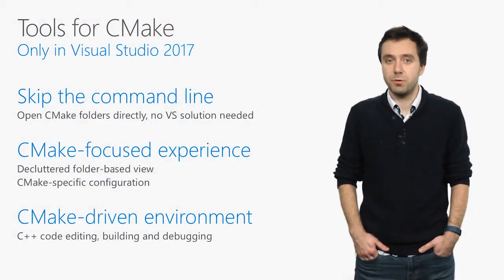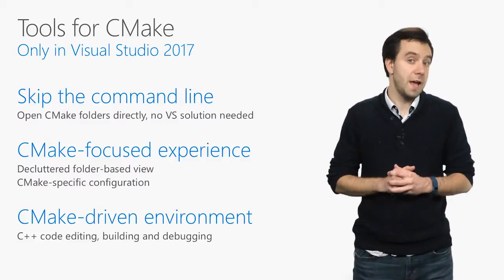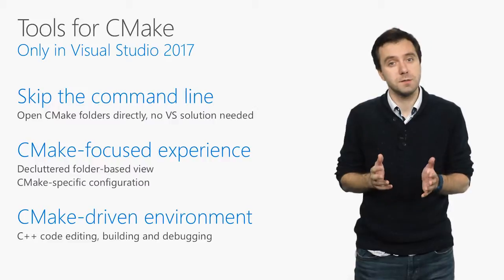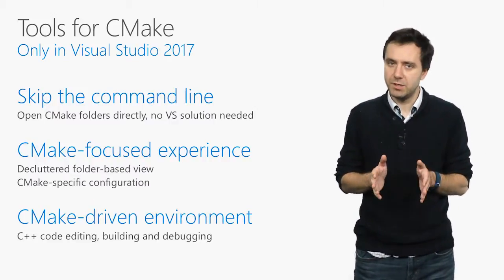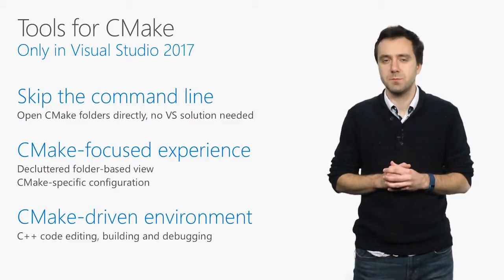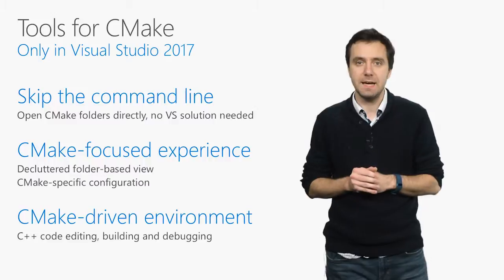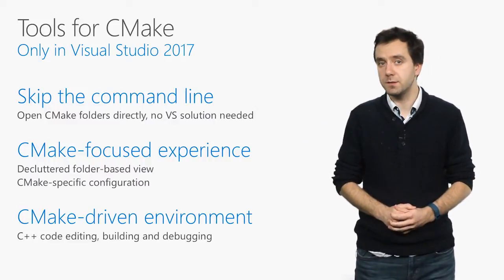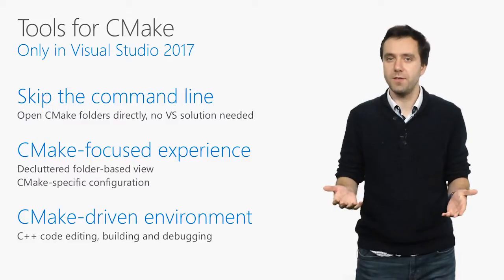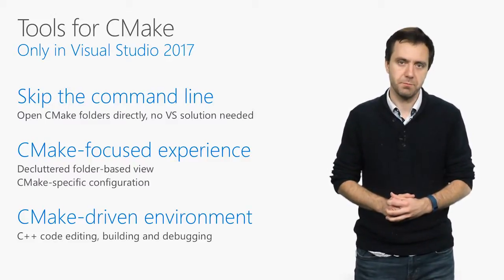CMake already has support for generating VS projects, so you can develop your CMake projects with any version of Visual Studio. But with 2017, VS has fundamentally changed the way we will interact with CMake projects. Now you can open folders containing CMake projects directly in the IDE. There is no need to run the CMake generation step on the command line first. And once you are inside the IDE, you won't have to switch back and forth to the command line anymore.